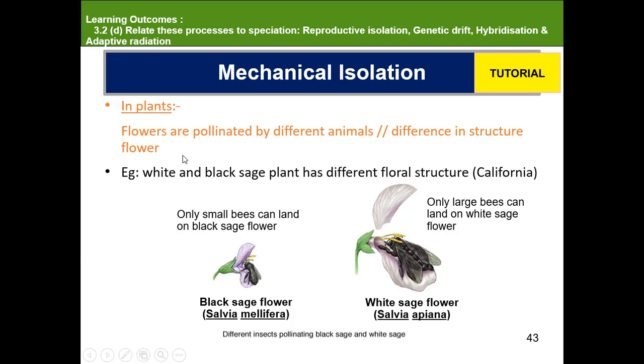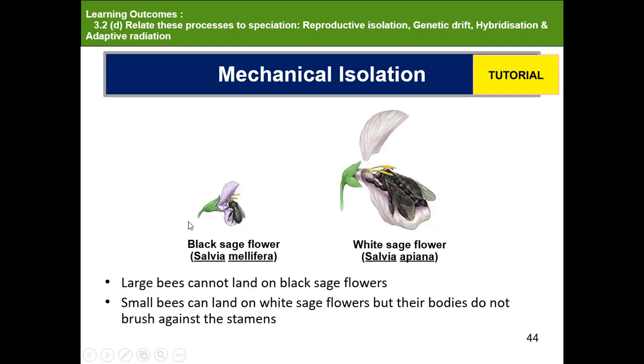In plants, flowers are pollinated by different animals or differ in structure of flower. Large bees cannot land on the black flowers. Small bees can land on the white flowers, but their bodies do not brush against the stamens.